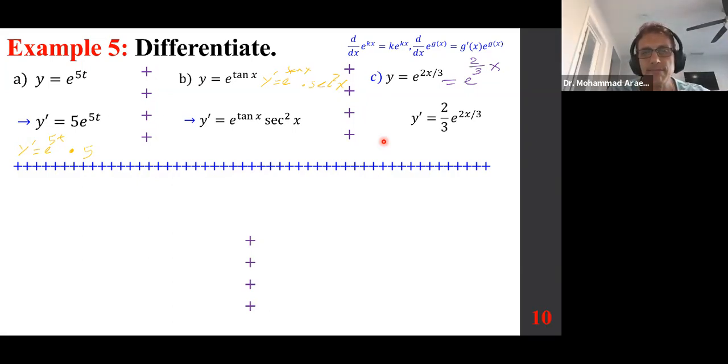What happens when the base is e? The process is obvious. The answer is itself, and then you multiply either by k if it's kx or by g prime if it's g of x. What if the base is no longer e? Then we use logarithmic properties to go to base e because we do know the derivative when the base is e. So take a look at what we do.